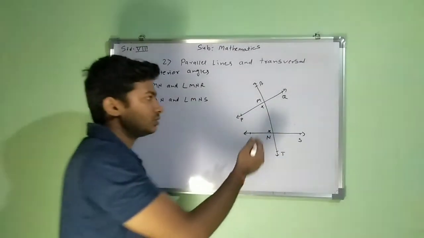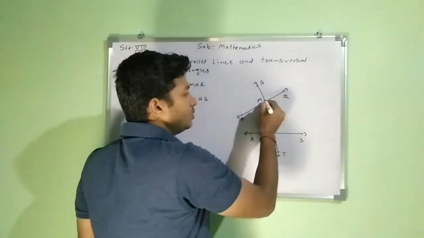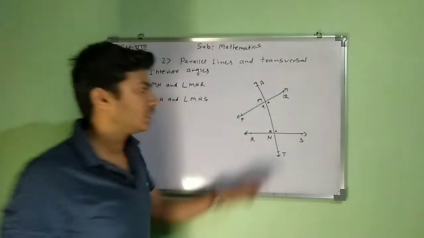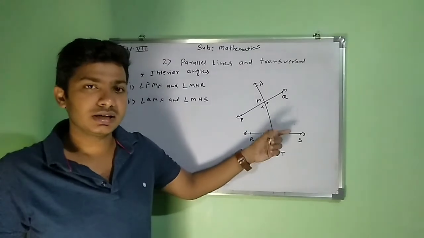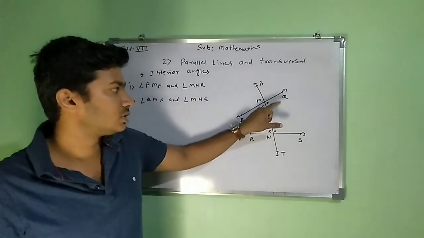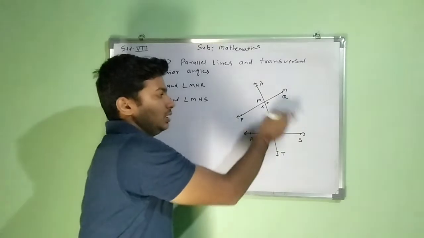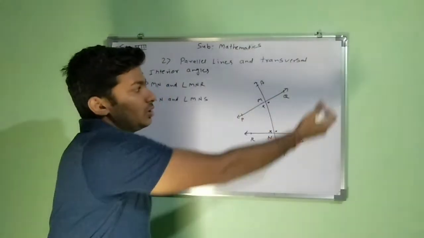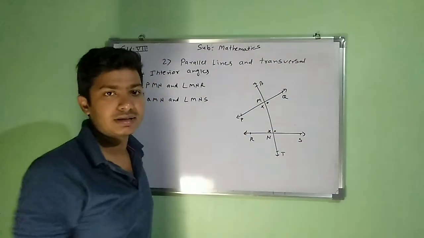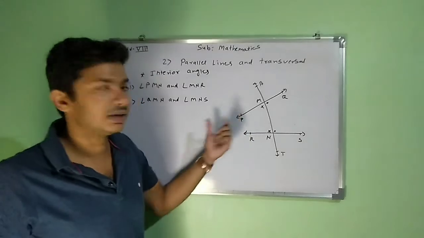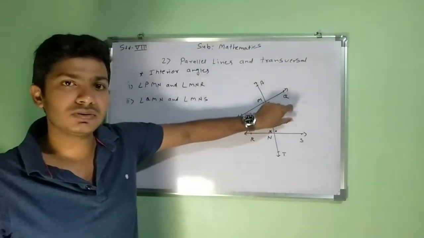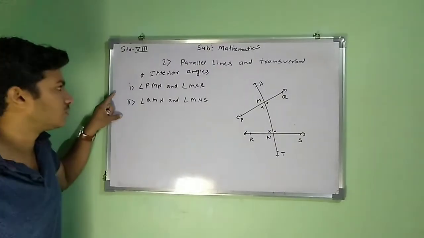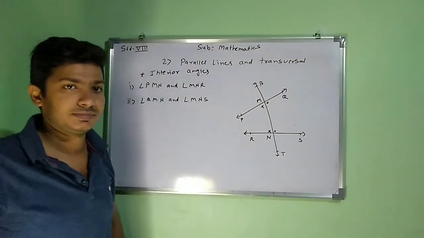Similarly, on that side also, this angle QMN and angle MNS are interior angles because these are also inside the two lines and on the same side of the transversal. That means these two angles are at the right hand side of the transversal, and these two are at the left hand side. So this pair is an interior angle pair, and this one is also an interior angle pair. So we have total 2 interior angle pairs.